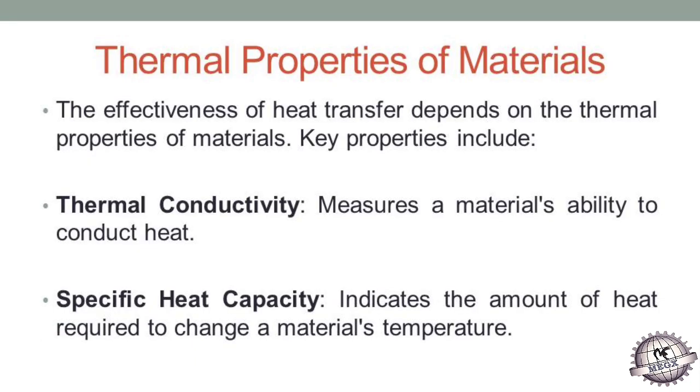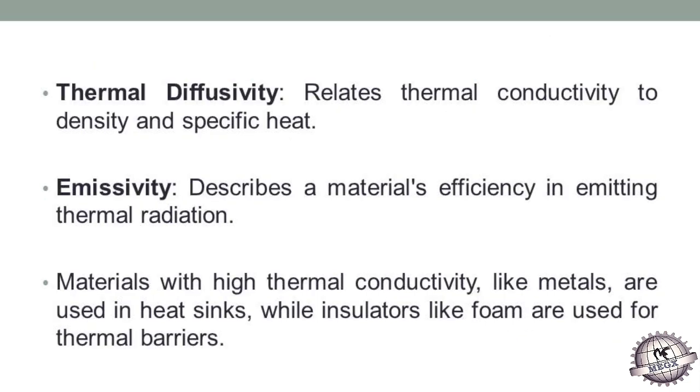Thermal properties of materials. The effectiveness of heat transfer depends on the thermal properties of materials. The key properties include thermal conductivity, which measures a material's ability to conduct heat. Specific heat capacity indicates the amount of heat required to change a material's temperature. Thermal diffusivity relates thermal conductivity to density and specific heat. Emissivity describes a material's efficiency in emitting thermal radiation. Materials with high thermal conductivity, like metals, are used in heat sinks, while insulators like foam are used for thermal barriers.